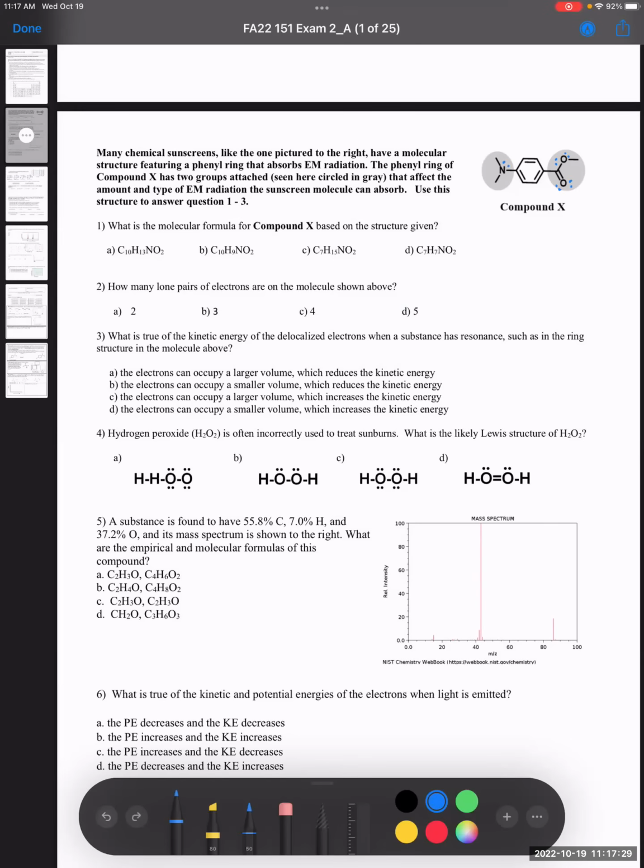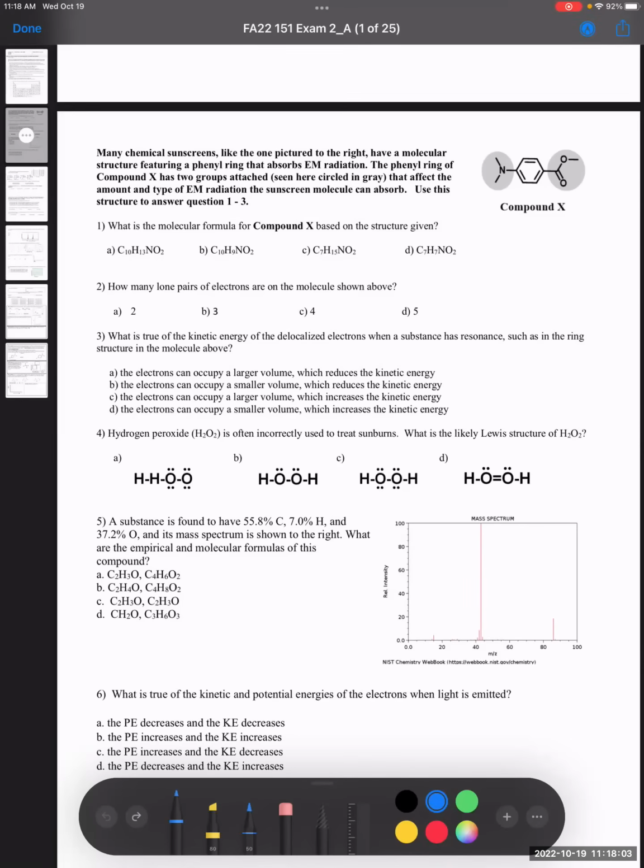Okay, so that is that. And moving on to question 3. What is true of the kinetic energy of delocalized electrons when a substance has resonance, such as in the ring structure in the molecule above? If we have delocalization of electrons, it doesn't matter whether it's bond forming or resonance or whatever, delocalization of electrons means the electrons have more space to move around. When the electrons have more space to move around, they slow down, therefore the kinetic energy decreases.